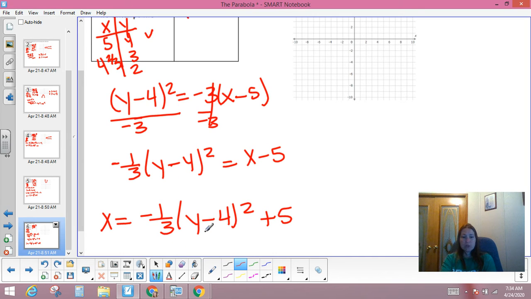All right, so plug in a 2. You get negative 2. 2 minus 4 is negative 2. Negative 2 squared is 4. 4 times negative 1/3 is negative 4/3, or negative 1 1/3. And then we're going to add 5 to that. So it's really 5 minus 1 1/3. So that takes us down to 4 minus 1/3. So 3 2/3.